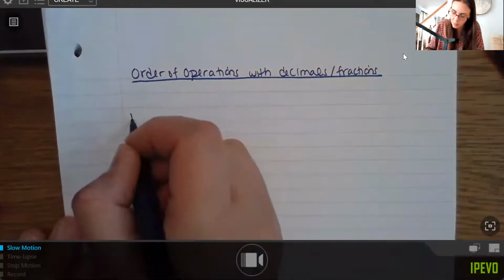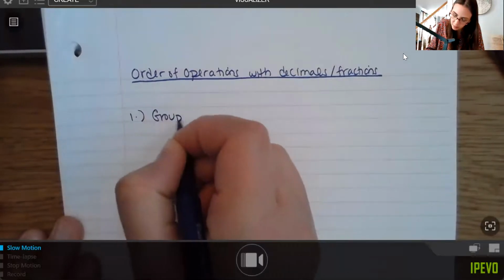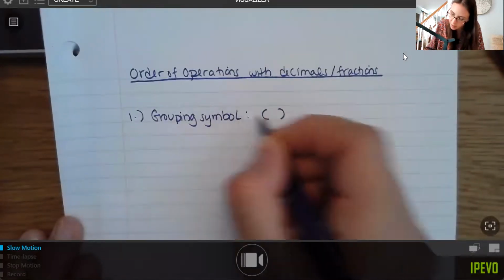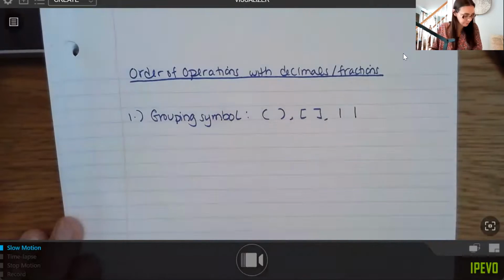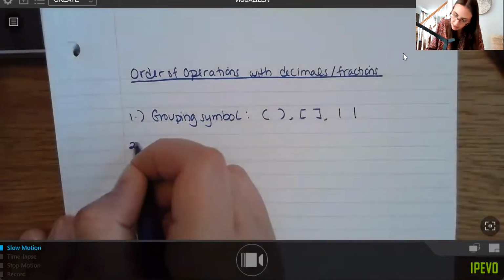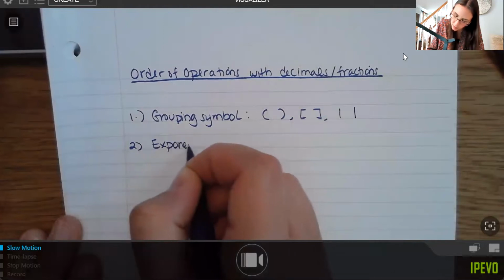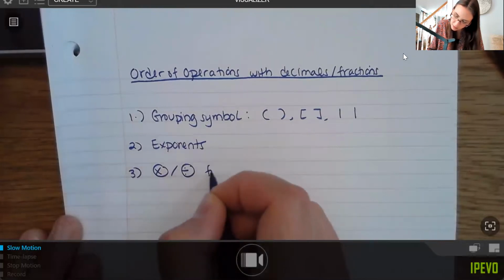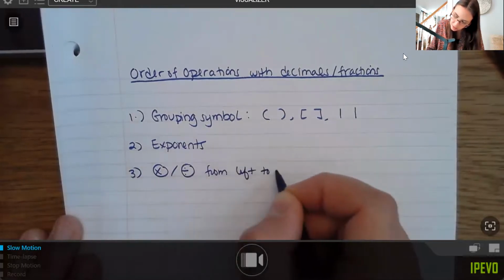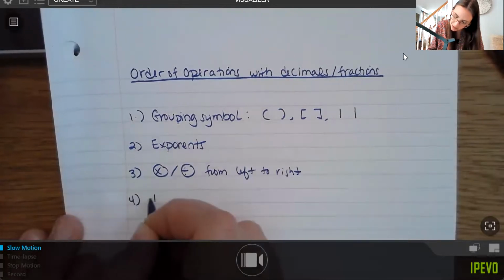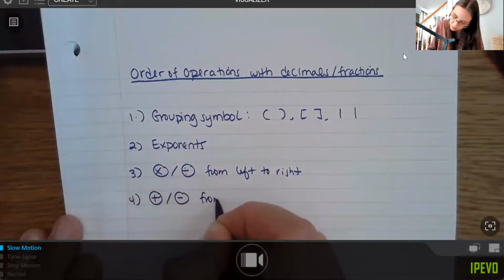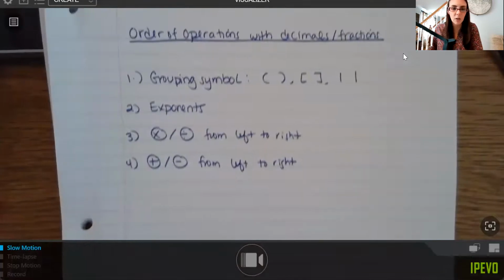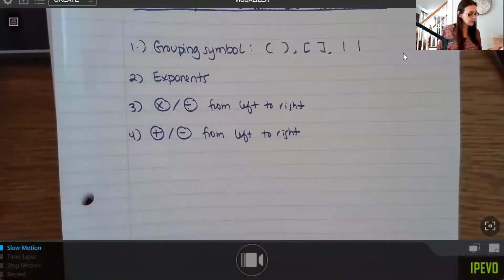So remember that your first step, of course, is any sort of grouping symbol. The main ones we tend to see are parentheses, brackets, you can see absolute values, etc. Next thing after that, we finish up and do our exponents. Third, you're going to multiply and divide, always from left to right. And then fourth, we do our adding and subtracting, again, from left to right. So just kind of putting everything together and just doing a little bit more practice with these different types of numbers.